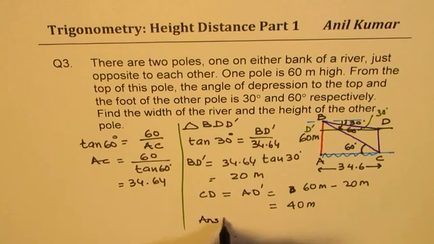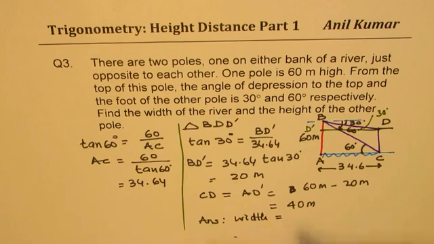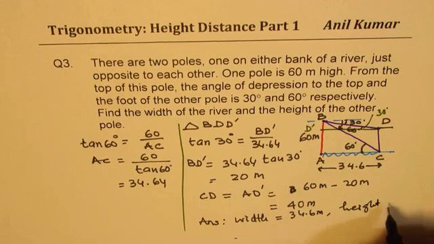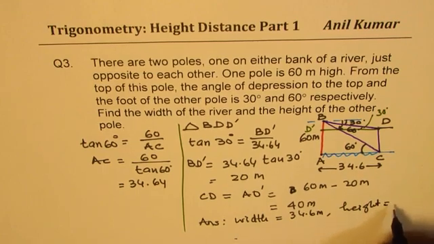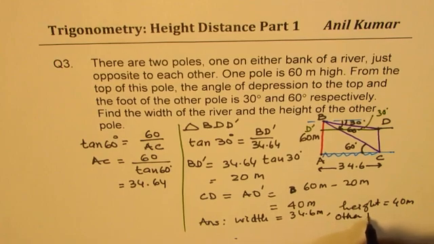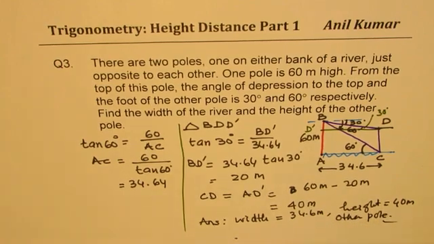So answer here is width of the river is 34.6 meters and height equals 40 meters, height of other pole, right? So that is how you're going to solve it. So I hope that makes sense. Let's move on and take the next question now.